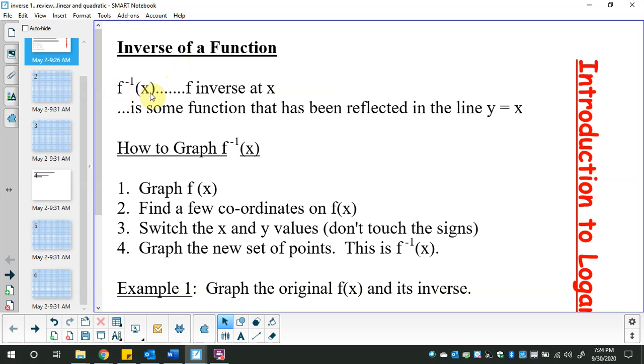and there's a notation for f inverse, and it looks like it uses an exponent, and I guess you could call this the exponent position, but this says f inverse at x. So that little -1 that's plopped up on the f that wasn't there originally indicates inverse. So you don't have to write all that down, and you can just use this notation. It says here that f inverse is some function that has been reflected in the line y equals x, and I will show you that in a bit.